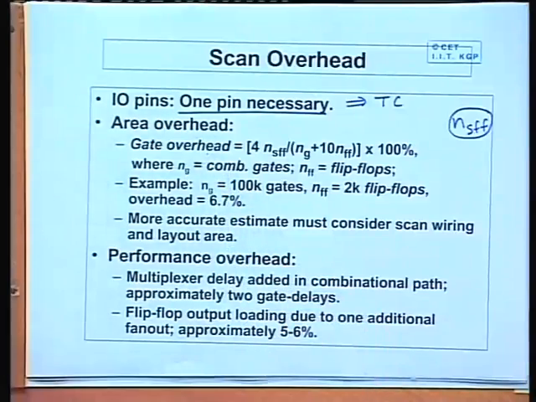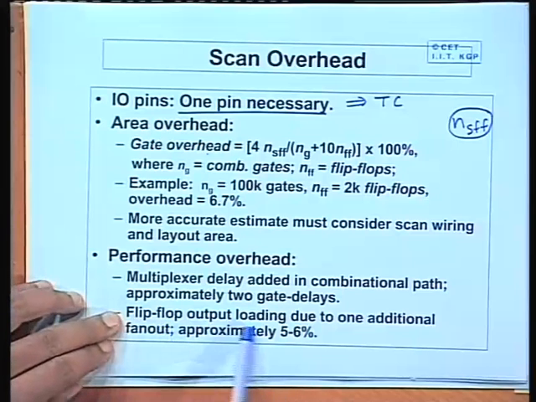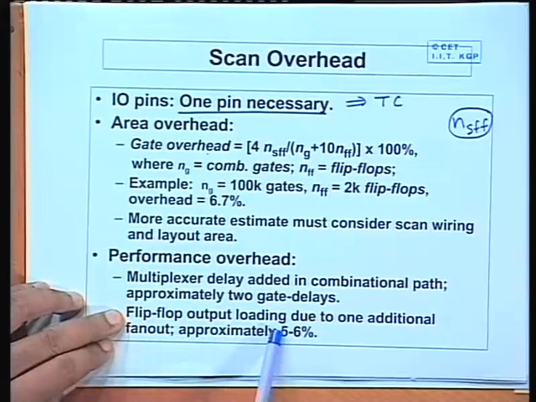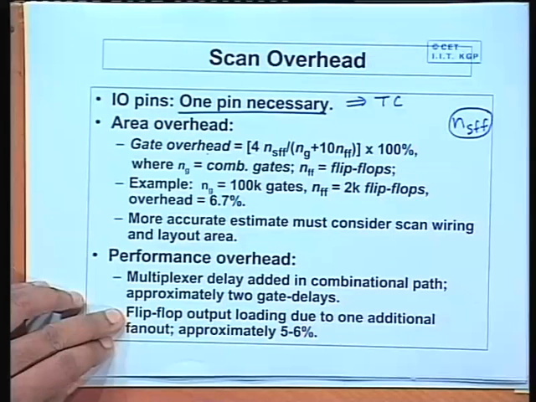This is of course the area overhead, but you also incur some kind of performance overhead here. Here the multiplexer delay will be added in the combinational path, approximately 2 gate delays. Flip-flop output loading, because the fan out of the flip-flop is also now increasing. So, earlier the flip-flop was straight away going out, now the flip-flop output is now feeding the input of the next flip-flop.